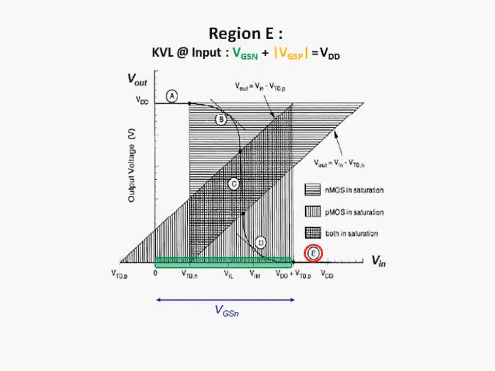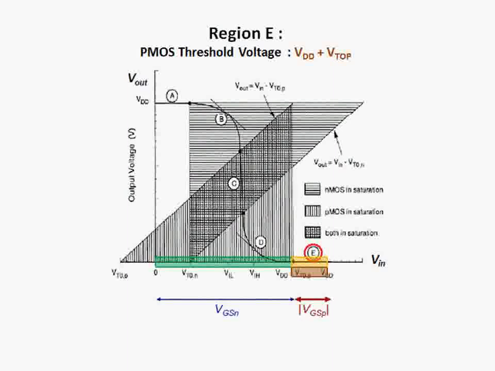Since we know that the gate source voltage of the NMOS is the region highlighted in green, the gate source voltage of the PMOS will be the region highlighted in orange. As we know that the threshold voltage of the PMOS transistor is defined as VDD plus VT0P, therefore, the threshold voltage of the PMOS transistor will be the region highlighted in brown.